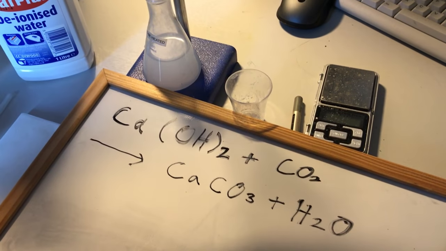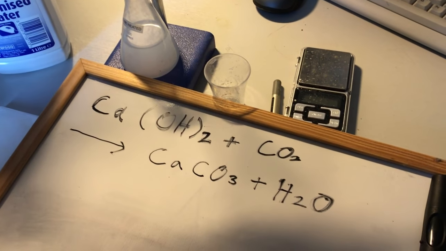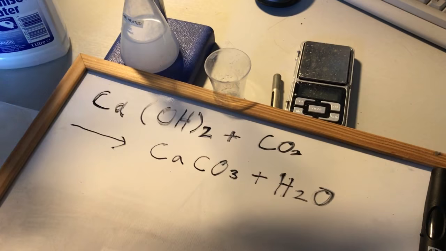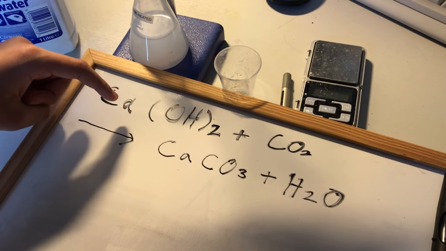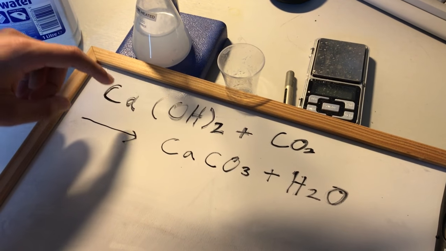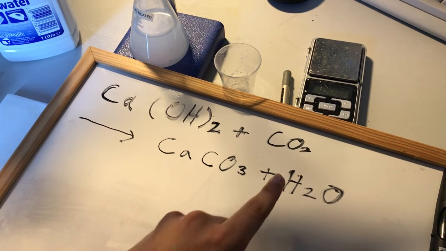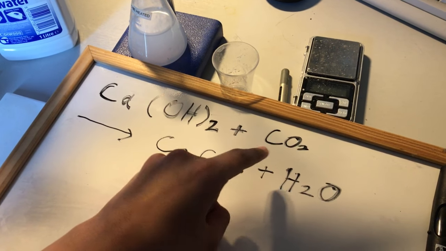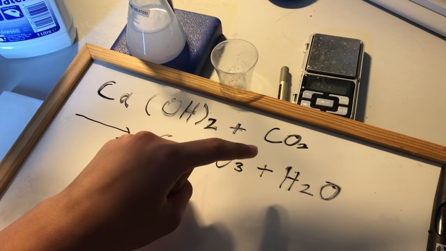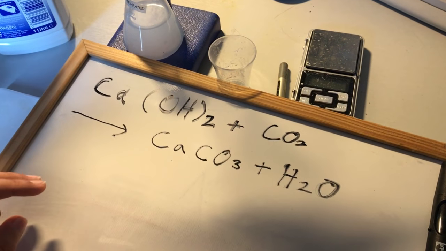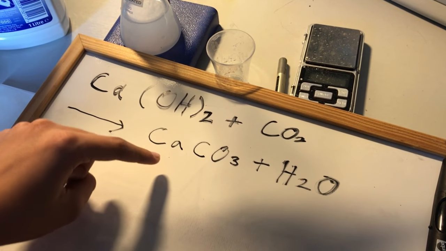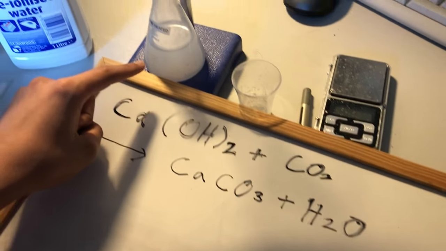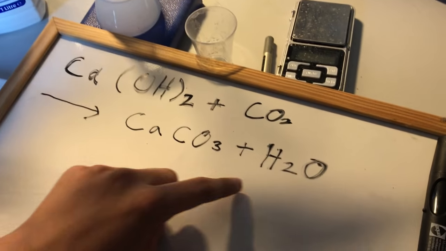This is the symbol equation of the experiment we just did. Here is the calcium hydroxide, which was the clear substance at the start. Here is the carbon dioxide, which is what I blew in with the straw. After the reaction, we got calcium carbonate, which is the milky substance here, and water.